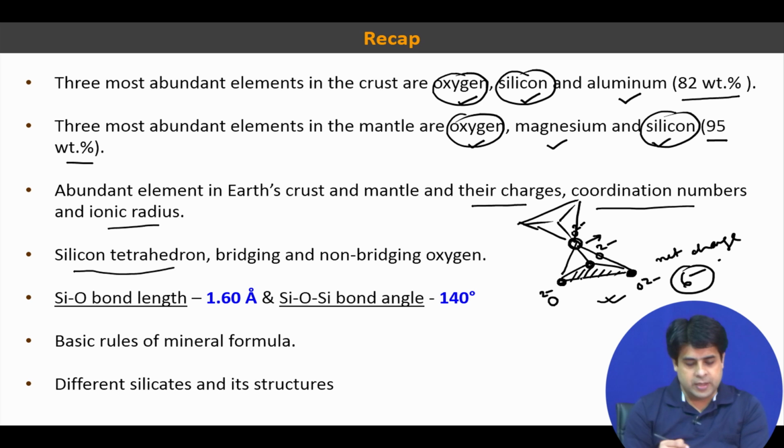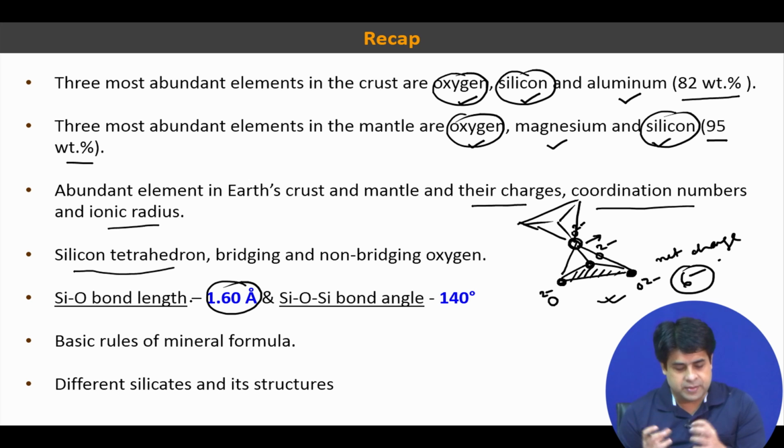We also discussed a little bit about the bond length of silicon-oxygen. If you determine it experimentally, you will observe that the bond lengths show a slightly lesser value than what we calculate from theory, and that is because some kind of covalency is present in most of the silicate structures, which we will also learn in this class. The bond angle between silicon-oxygen-silicon is almost 140 degrees.